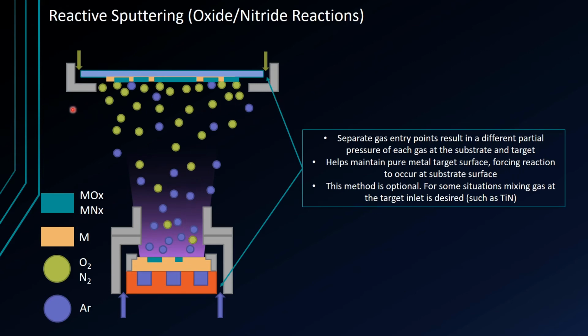You can also apply plasma to the surface. You can strike with RF1 and you can have a plasma at the surface to facilitate reactions like that at the surface if you want to keep the target surface free of the reacted material. So we're going to talk about some examples where we do reactive sputtering next.